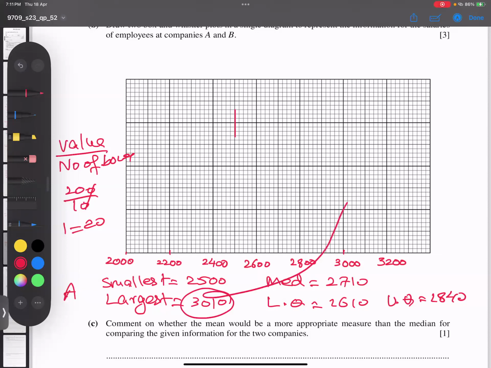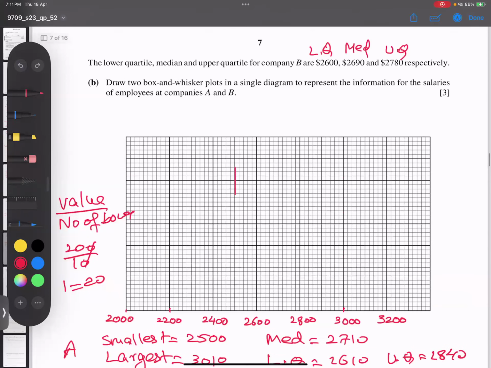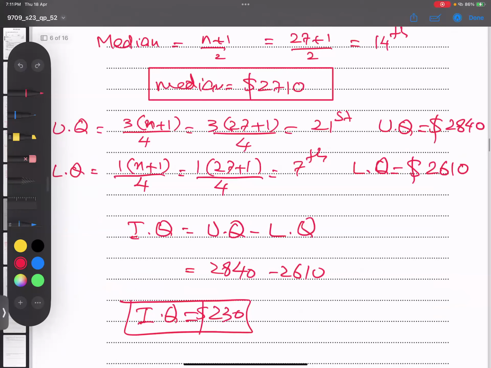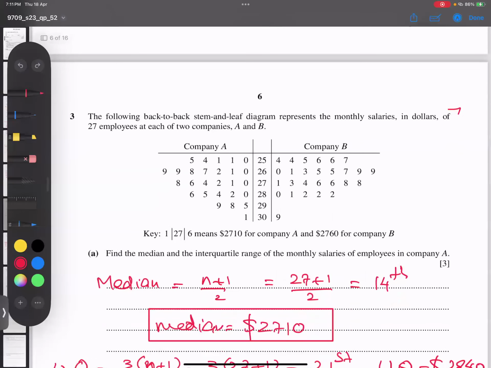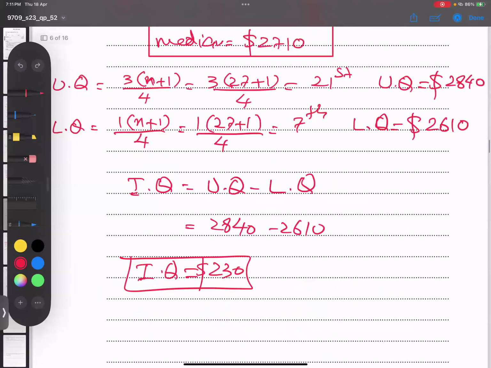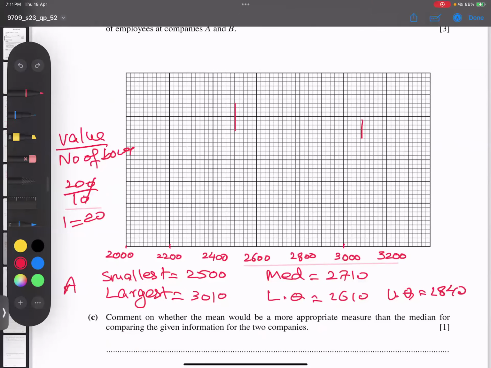So 3010 means half box. So I'm going to make it half box. Let me check 3010. Wait a minute. Largest value, 3010. Correct. Okay, so now let's make it 3010. Because one box is 20, I need a 10, so half box. Once again, I make it. Okay, so this is the largest and the least value.